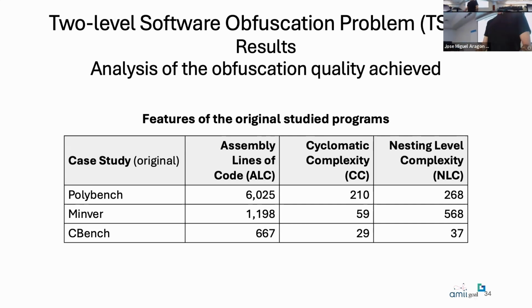And now we are going to see how much we can improve these metrics using our obfuscation methodology. It's important to mention that we have one genetic algorithm for each case. It means that we run an evolutionary cooperative algorithm to optimize the assembly lines of code for Polybench, another one for cyclomatic complexity with Polybench, and so on. To mitigate the stochastic component, for each case we have made 10 independent runs, and we have taken the best result of these runs as the best result obtained.